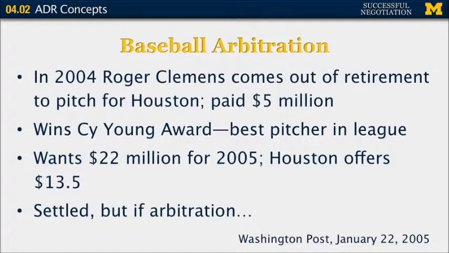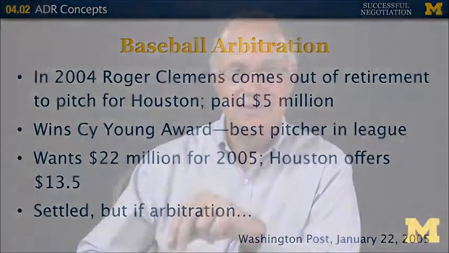So when it came time to negotiate his salary for the next year, Houston asked Roger, well, what do you want to be paid? And he wanted something a little bit higher than $5 million. He basically looked at the number on his uniform, and that said 22. So he said, well, I want 22 million. Houston countered with an offer of 13.5. Now, this is the kind of negotiation that often goes to arbitration, although in this case they settled.